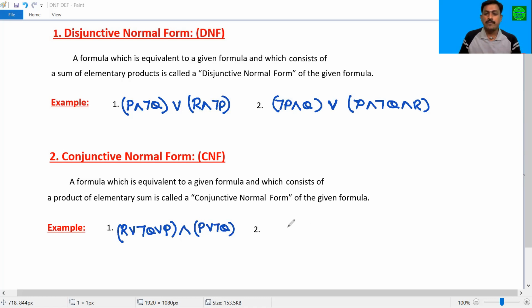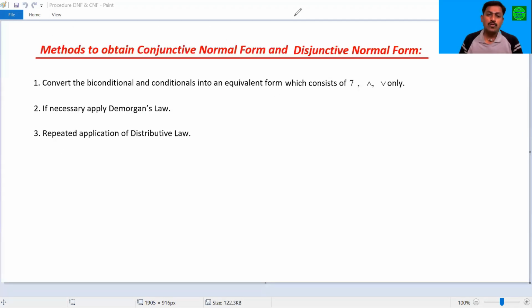Another example, R or Q or not P. This is an elementary sum. I'm going to consider one more elementary sum. In between those sums, if you consider the conjunction, then it is called conjunctive normal form. To find the conjunctive normal form and disjunctive normal form, we will have a procedure.